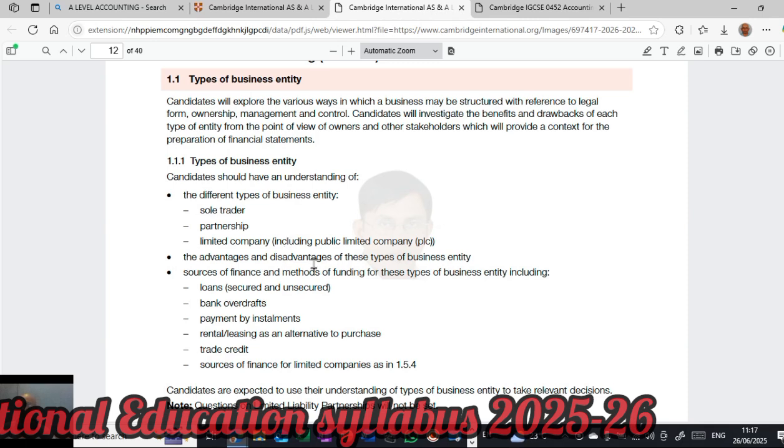So all these things. A candidate is expected to use their understanding of the types of business entity to take relevant decisions. So you are supposed to take relevant decisions, and the questions may be based on this. You have to answer the questions based on your understanding of these conceptual skills. This is the first thing, and it is very, very important. You need to know this particular aspect.